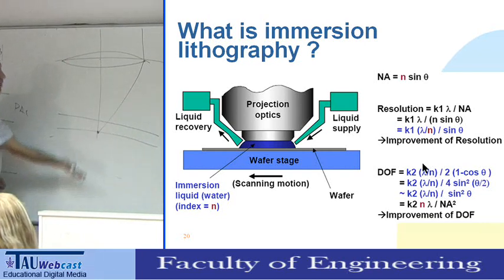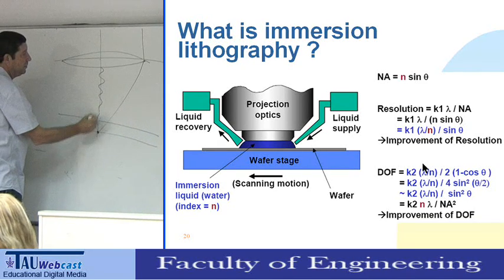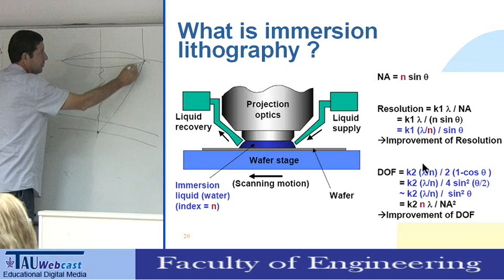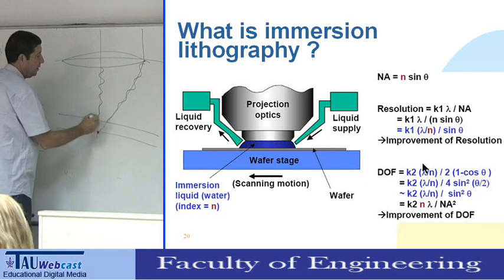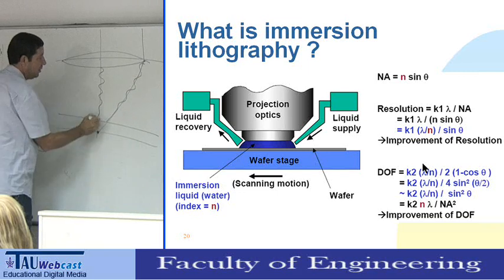Now, let's say I move the wafer up. Now this wave is propagating here, and now we generate the image here.